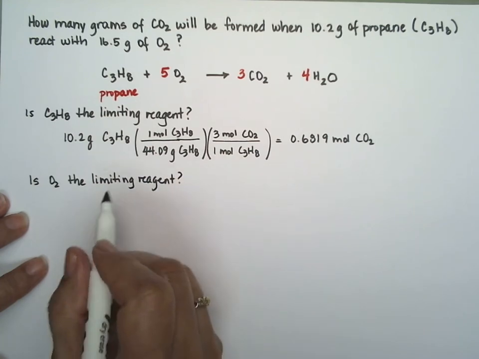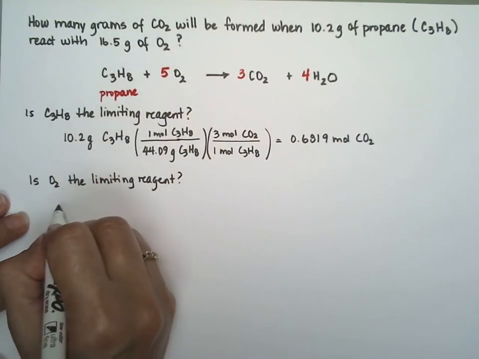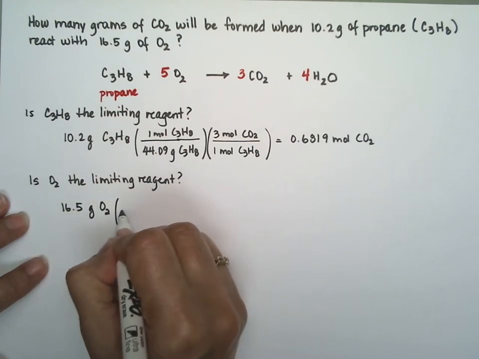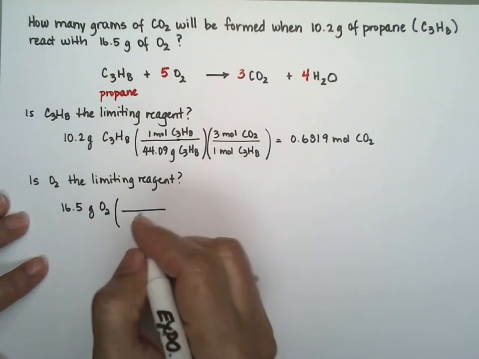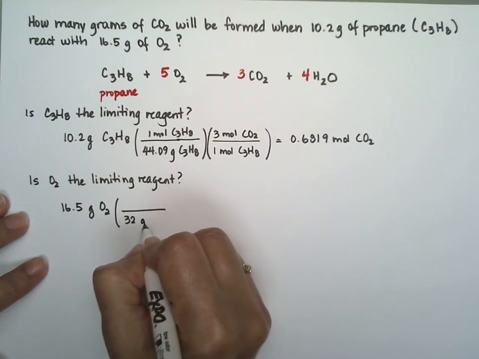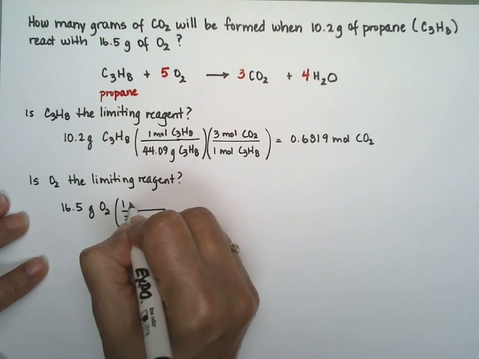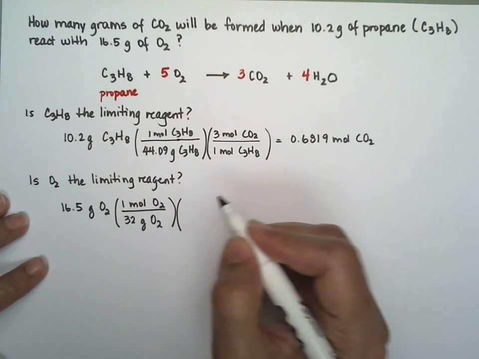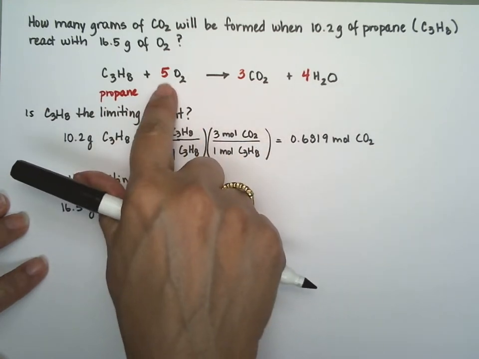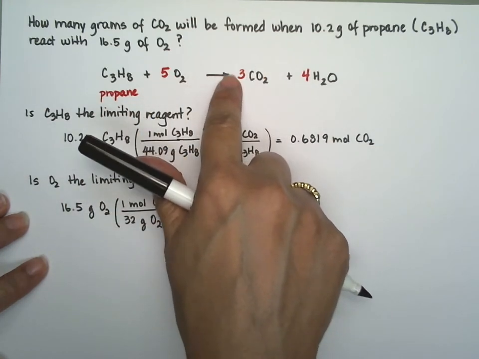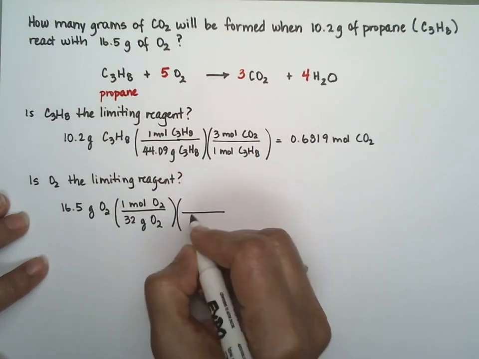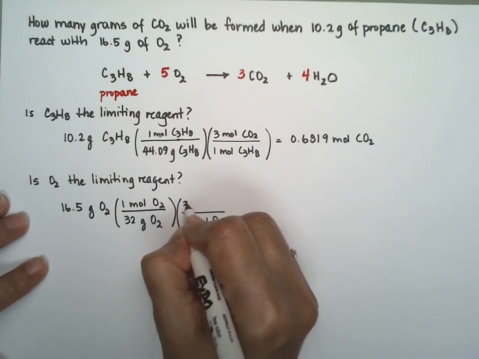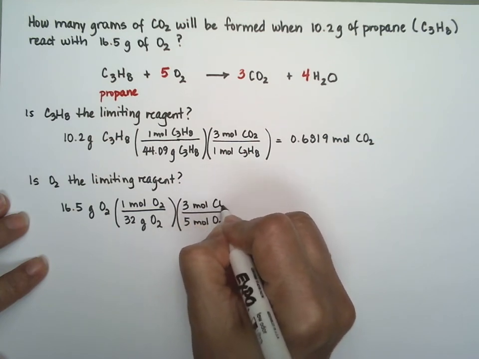Well, let's calculate it real quick. They gave me 16.5 grams of oxygen. Oxygen is 16 times 2, that's a 32. 32 grams of oxygen is a mole of oxygen. Now, according to the equation, I need 5 moles of oxygen to form 3 moles of CO2. So 5 moles of oxygen to form 3 moles of CO2.